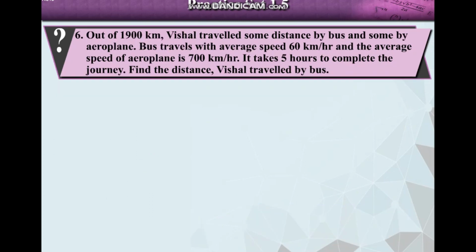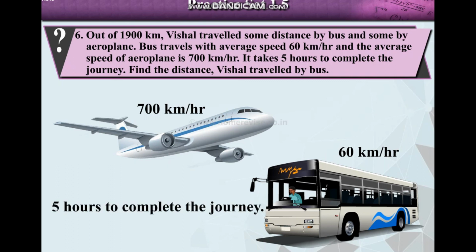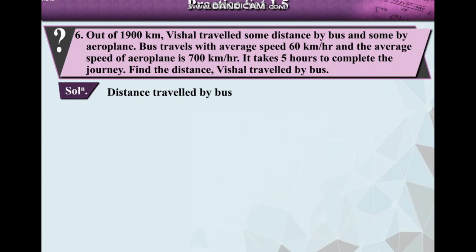6. Out of 1900 kilometers, Vishal travelled some distance by bus and some by aeroplane. The bus travels with an average speed of 60 kilometers per hour and the average speed of the aeroplane is 700 kilometers per hour. It takes 5 hours to complete the journey. Find the distance Vishal travelled by bus. Solution. Distance travelled by bus is x kilometers. Distance travelled by plane is y kilometers.